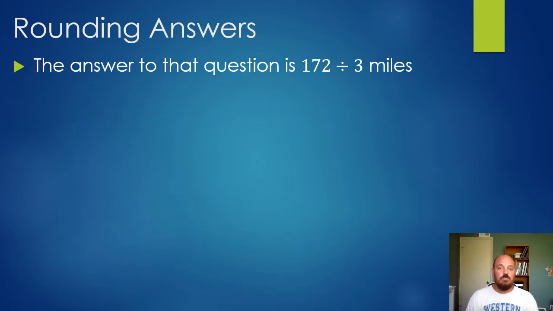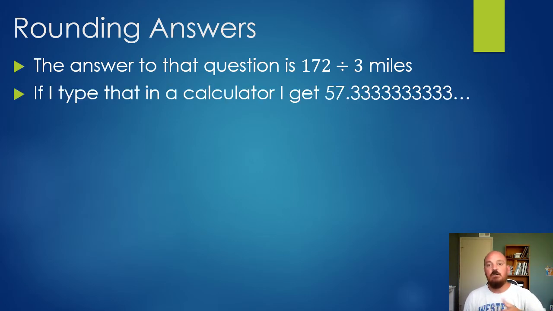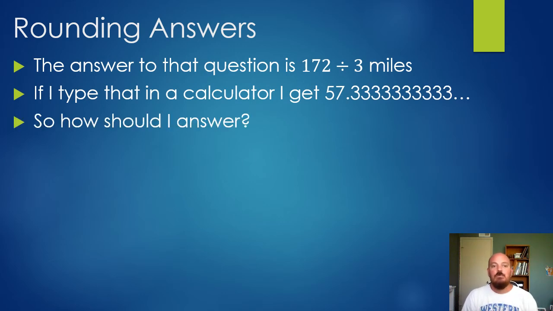The answer to the question was exactly what we said earlier. It's 172 divided by 3. But when I do that on a calculator, I get a repeating decimal. I type it in, it says 57.33333, and the 3's just keep going forever. So what should I put for my answer?